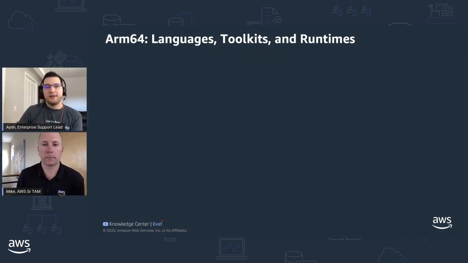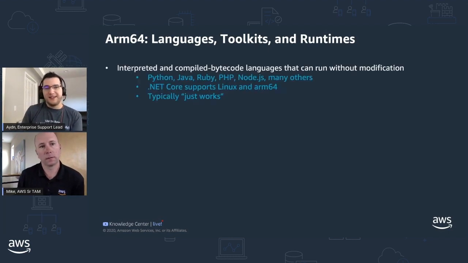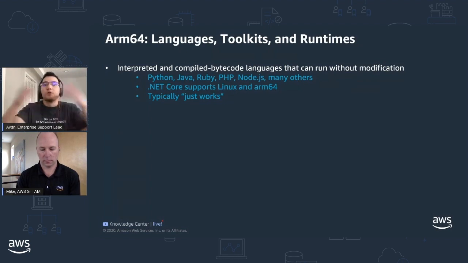All right. So good segue. Just drilling into the languages and toolkits and runtimes here. Interpreted and compiled bytecode languages can run. Some of these can just run without modification. So that's really good news. It typically just works. So we're talking Python, Java, Ruby, PHP, Node, others, and the same goes for .NET Core. That's a really big chunk of modern software there.